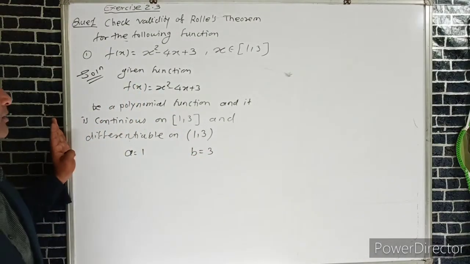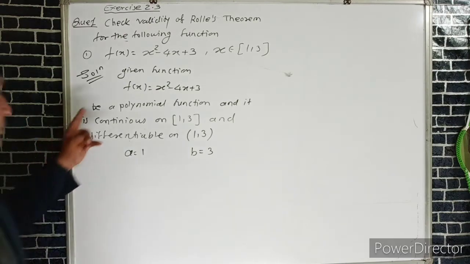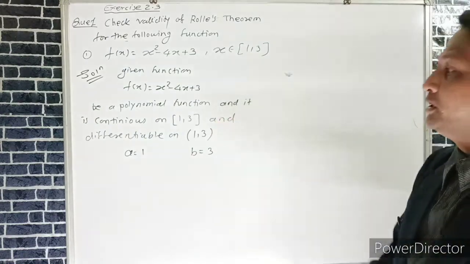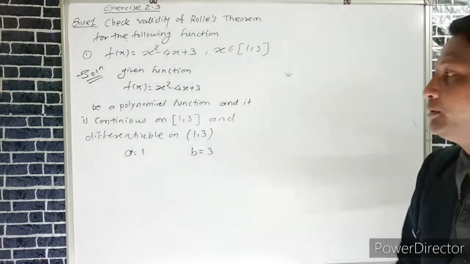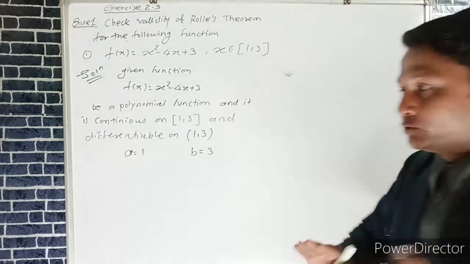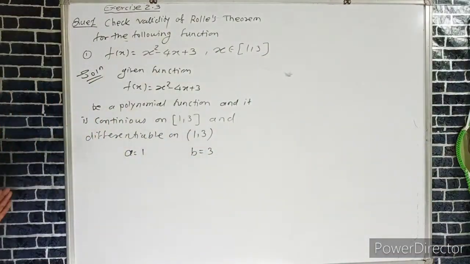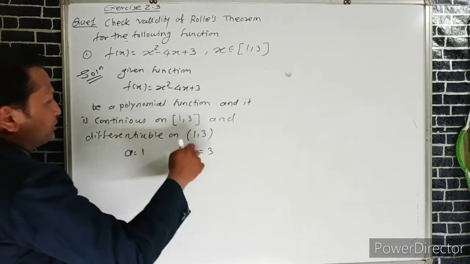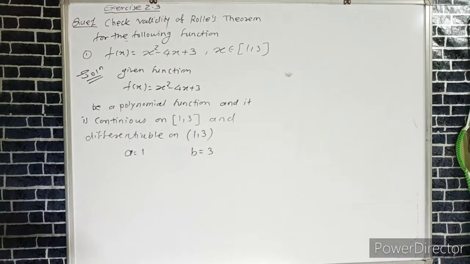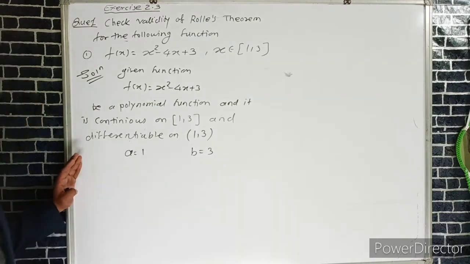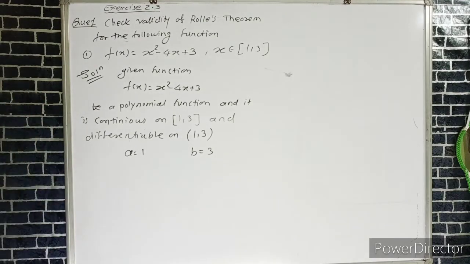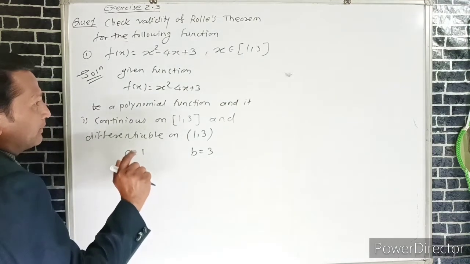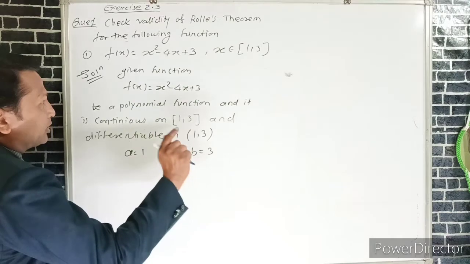If we have to check the validity of Rolle's theorem, then first we know the given function is a polynomial function. It is continuous on the closed interval [a, b] and differentiable on the open interval (a, b). So now, if f(a) and f(b) are equal, then all conditions of Rolle's theorem hold, and we can say that the given function satisfies all the conditions of Rolle's theorem.